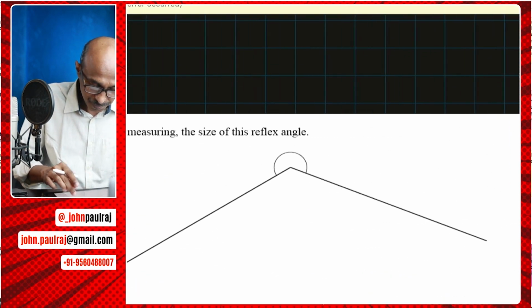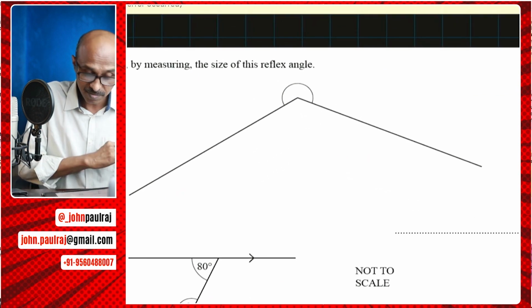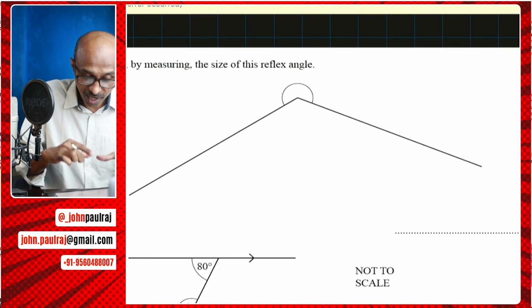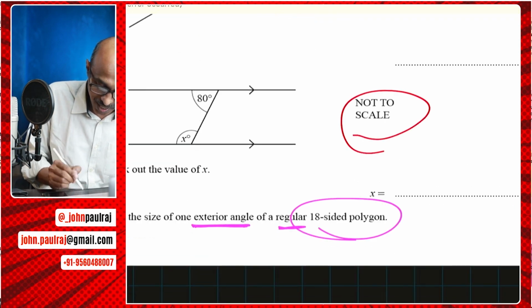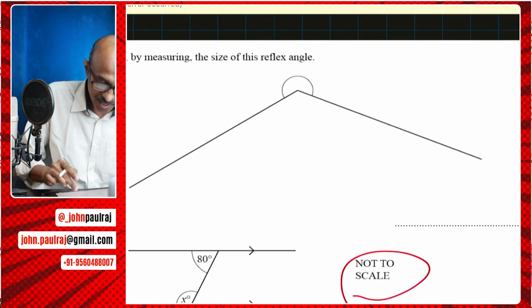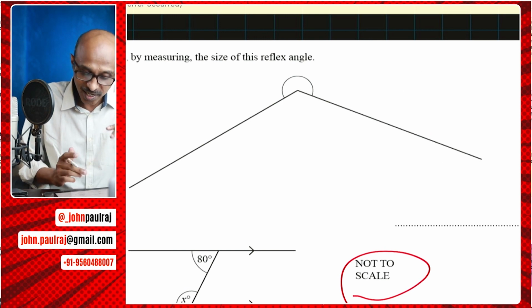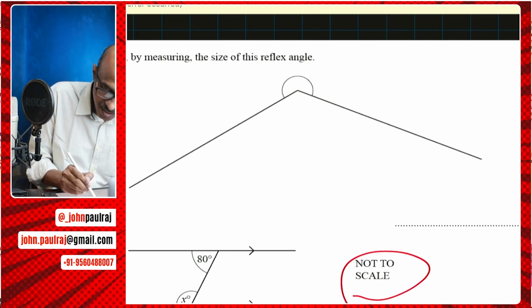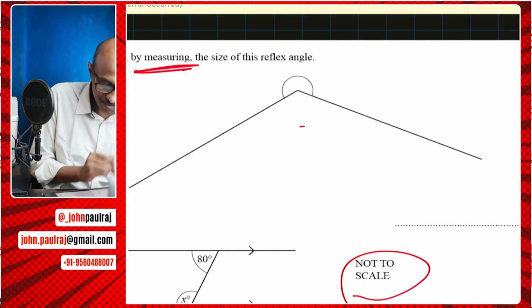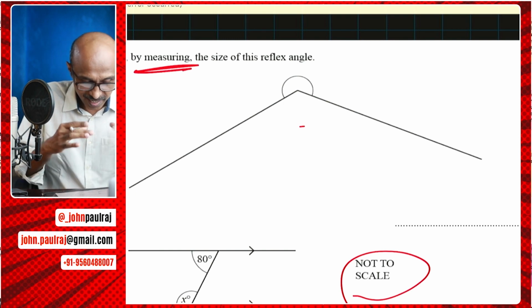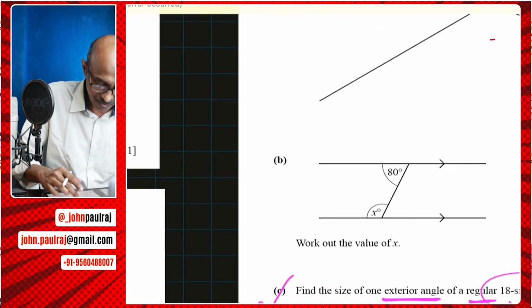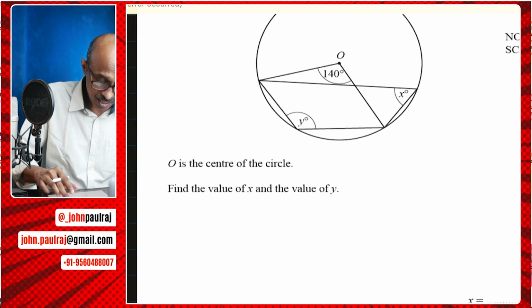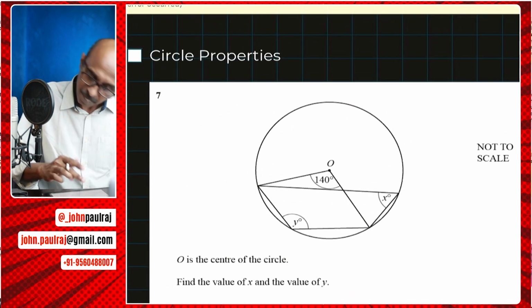Look at this. Find by measuring. That means you actually have to use your protractor. Normally they have these kinds of things mentioned, so not to scale. But in this question, you actually lay down your protractor and measure the angle here, but the reflex angle is the other angle on the other side, 360 minus. I thought that was pretty interesting that they've basically made you measure, and the only way you can measure is using a protractor. Circle properties.